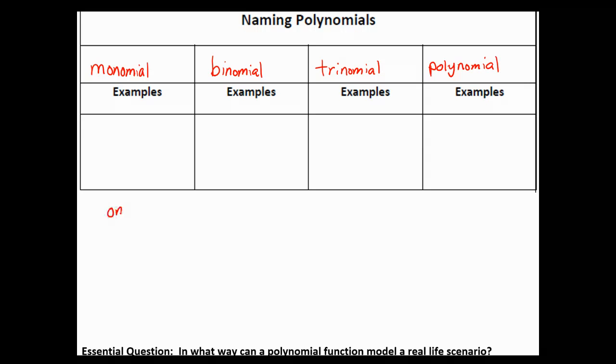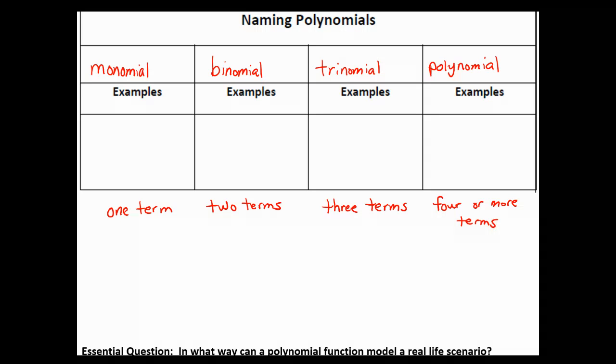So this will be for 1 term. This will be for 2 terms. So binomial, you can think of bicycle. A bicycle has 2 wheels. Trinomial, you can think of a tricycle. It has 3, just like a tricycle has 3 wheels. This has 3 terms. And polynomial has 4 or more terms.